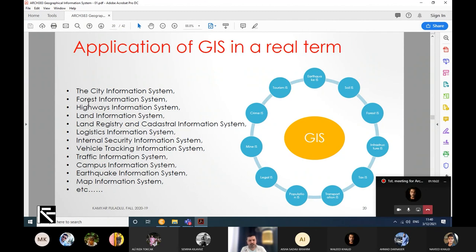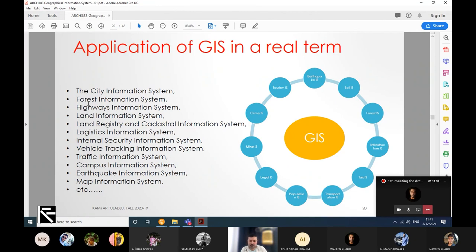We have a forestry information system. They keep information about the trees, about the animals who live in a forest. We have a highway information system. Maybe some of you use it through Google Maps when you want to travel from one spot to another place. You just put in two addresses and it starts to guide you. It gives you some information, which road, which highway you are going to use.